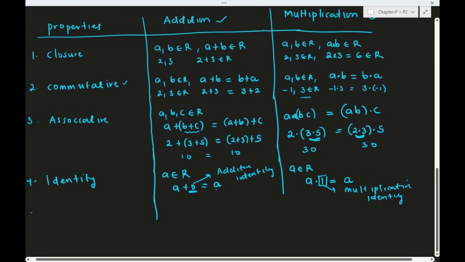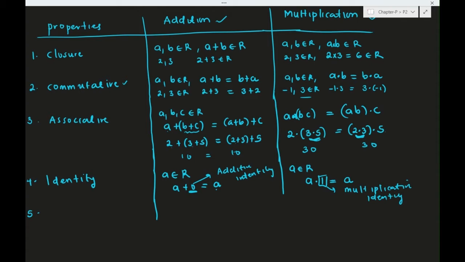Okay, so then number 5, we have what we call the inverse. So what is inverse? Inverse means if you take A to be in R, you see that if you have A plus minus A, you're going to get 0. So this minus A is what we can call the additive inverse.